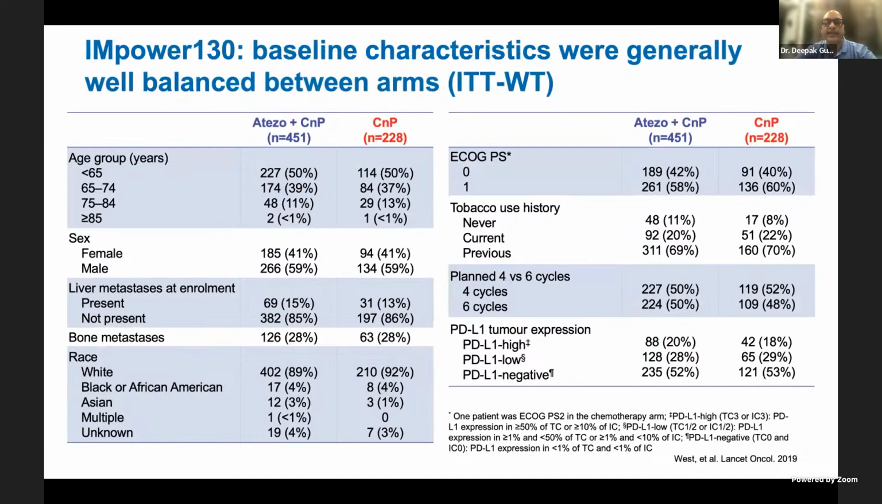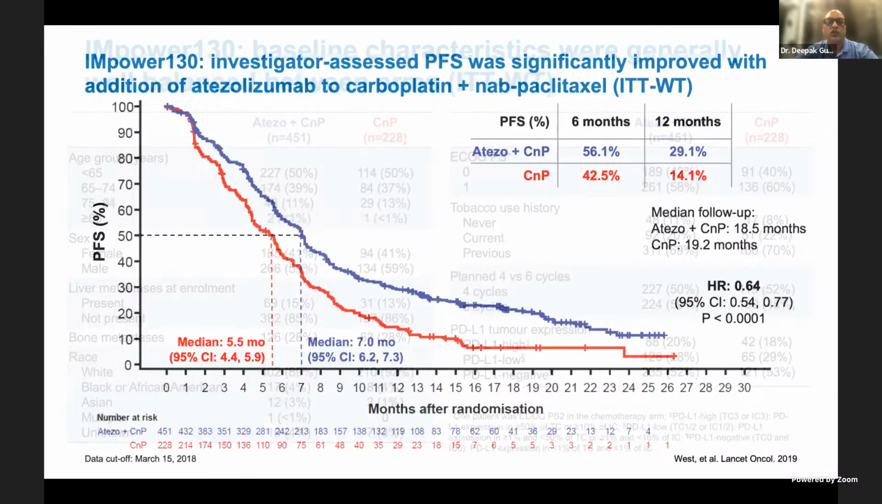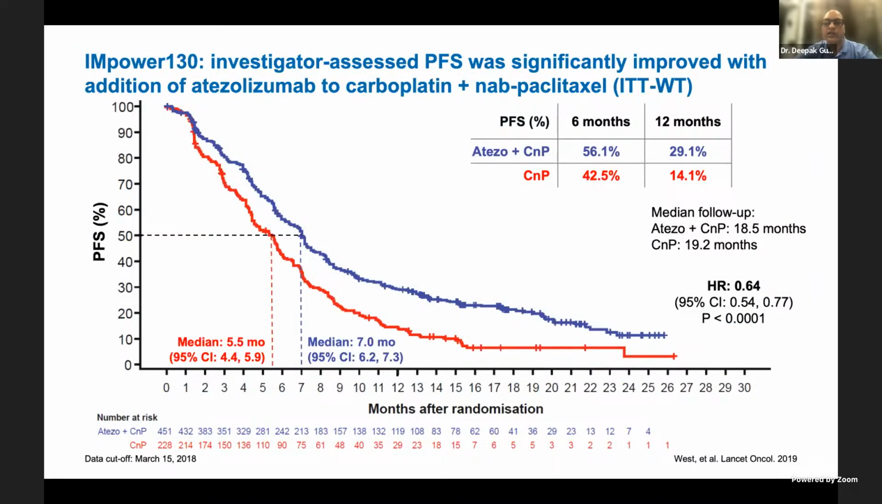So these are the baseline characteristics, which are generally well balanced in the intent-to-treat wild type population. PD-L1 expression high was seen in 20%, low in 28%, and PD-L1 negative was 50% of the population. Investigator-assessed PFS was significantly improved with the addition of atezolizumab to carboplatin plus nab-paclitaxel. Median was 7 months versus 5.5 months, with a hazard ratio of 6.4.